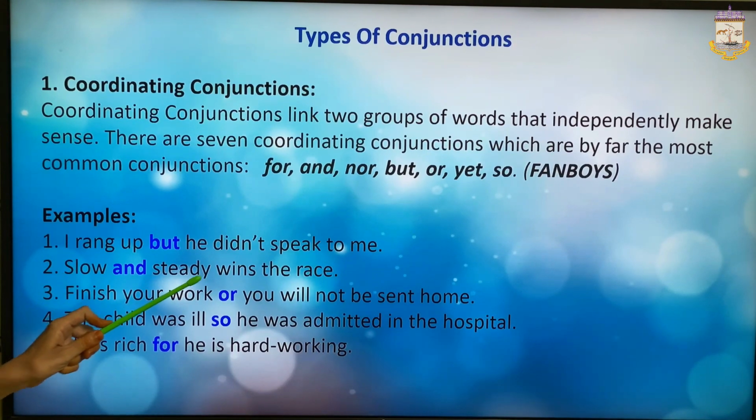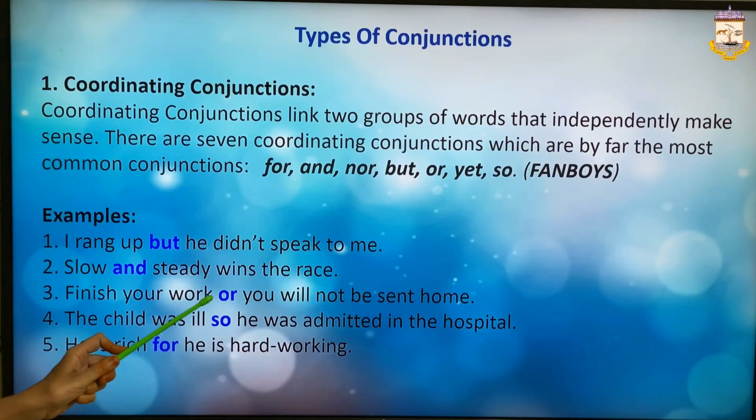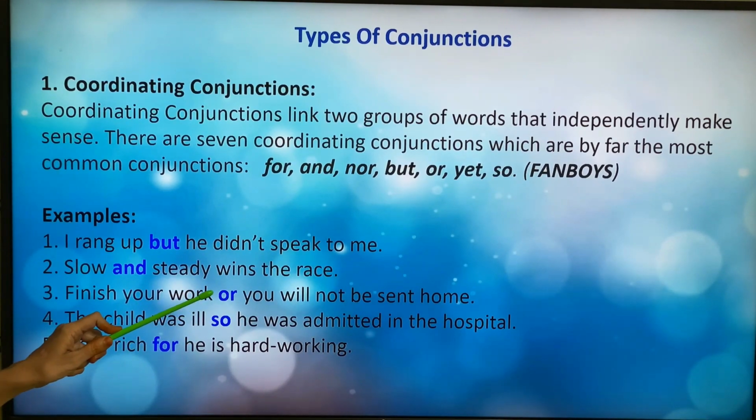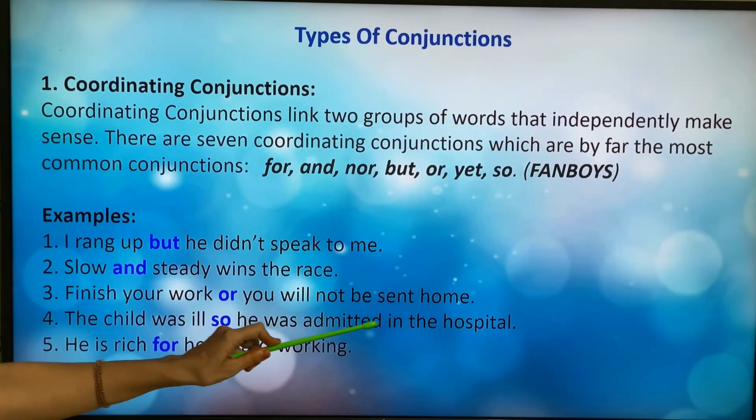Slow and steady wins the race. Here two words are joined with the help of a conjunction and. Finish your work or you will not be sent home. Here is a conjunction or. What does or refer to here? It implies choice. You must finish the work or you will not be sent home.